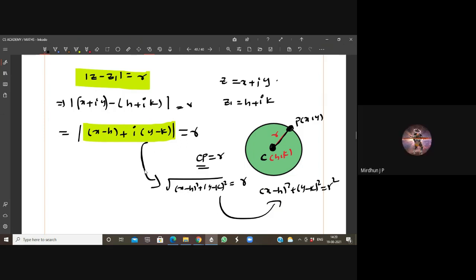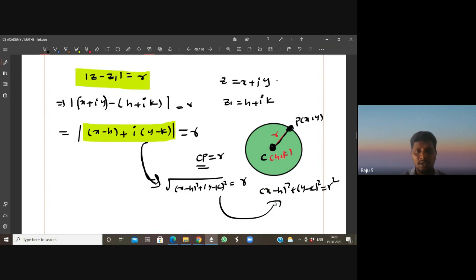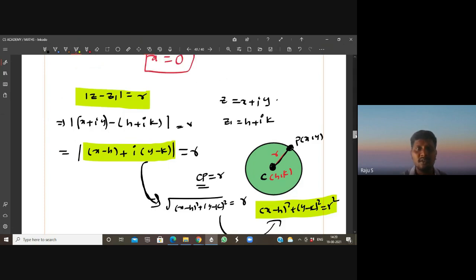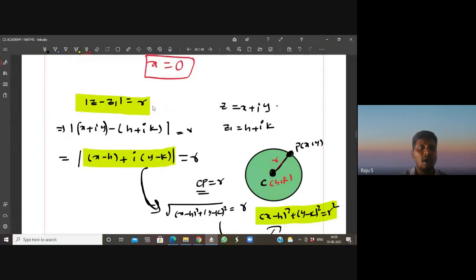Yes, sir. So this circle equation I represented in terms of a complex number is given by modulus of z minus z1 is equal to R. Simply remember, students, this right side R represents the radius, but z1 represents the center.